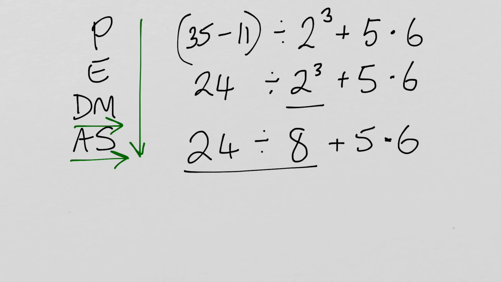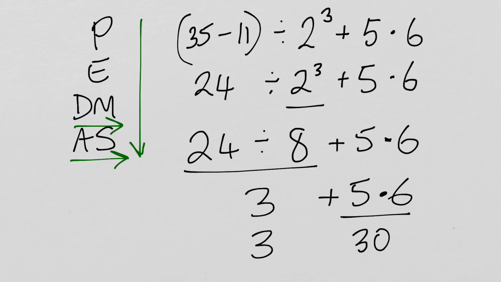24 divided by 8 is 3. Everything else gets written out exactly the same. Addition, nope, I've still got a division and multiplication step because there's still a multiplication I haven't done. So 5 times 6 gets done first, which is 30, and everything else gets written out the same. 3 plus 30, that's the last operation. 33 is the answer to this original problem. That would have been difficult to solve if we didn't know which order to do things in.